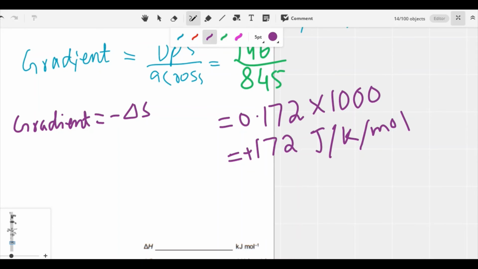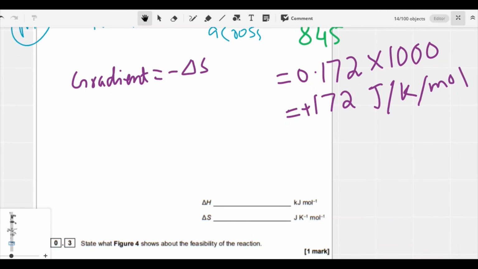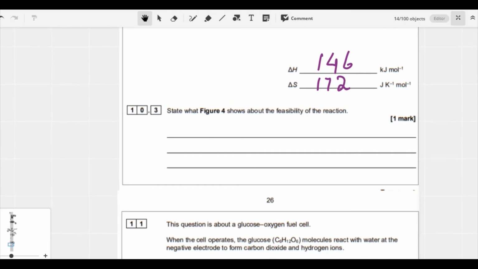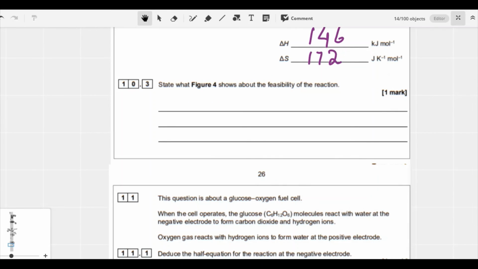Okay, so it means here the enthalpy will equal 146, and the entropy is 172. That is equal to delta S. Okay, now state what Fig. 4 shows about the feasibility of the reaction.